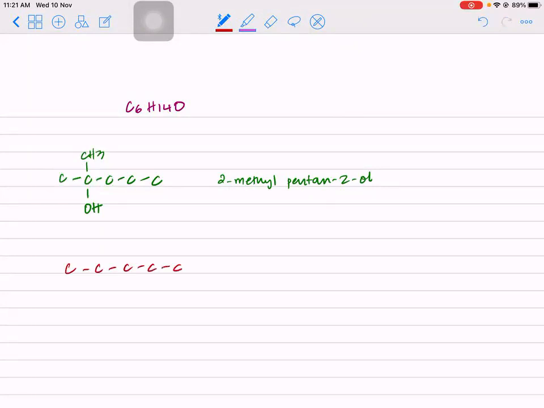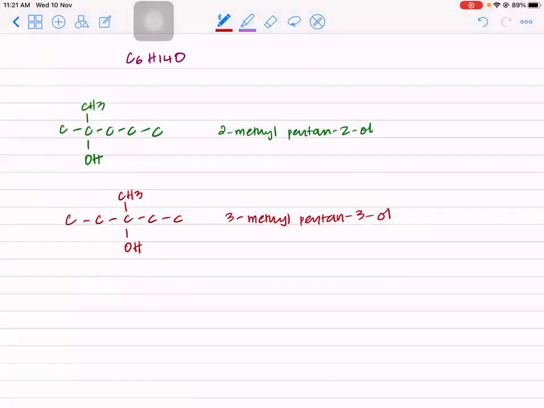Again, with 6 you can't, so I'm going to put the CH3 here, OH here. Again, this is tertiary. This becomes 3-methyl pentan-3-ol. Now you can't have a 4-methyl pentan-4-ol because that will be the same as 2-methyl pentan-2-ol. So with 5 in the main chain, we've exhausted the options. Let's move on to a shorter chain of 4.